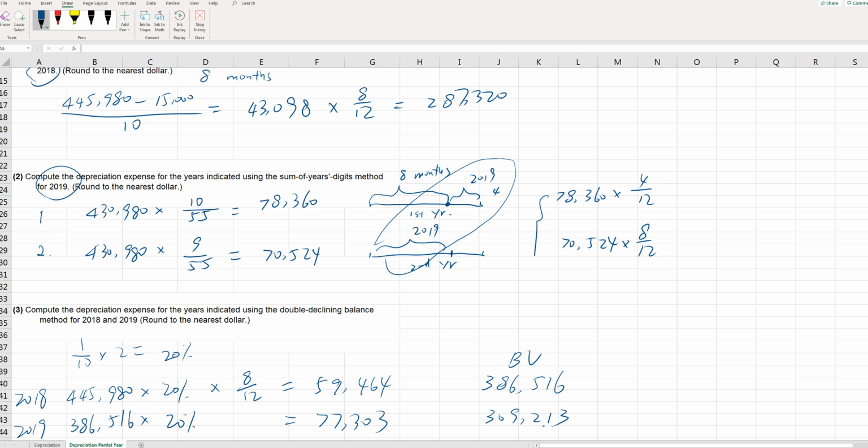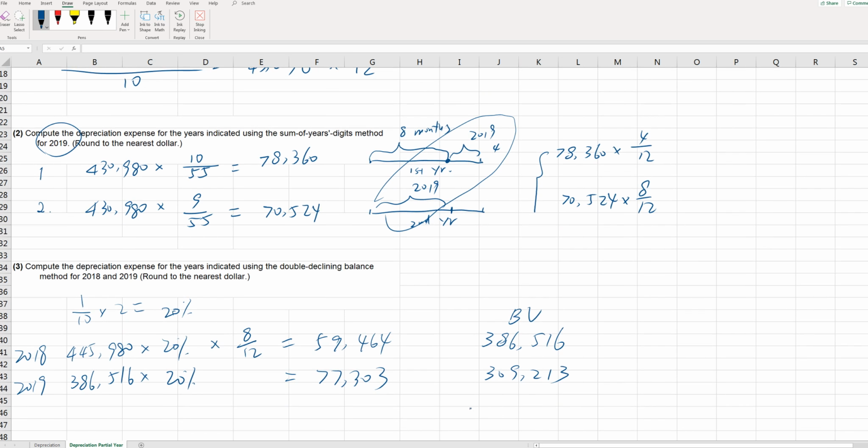All right. And we're going to continue with 2020 and 2021. Move on. Just make sure that the book value cannot be lower than its residual value. Otherwise, we need to convert to a straight line method for the rest of the years.